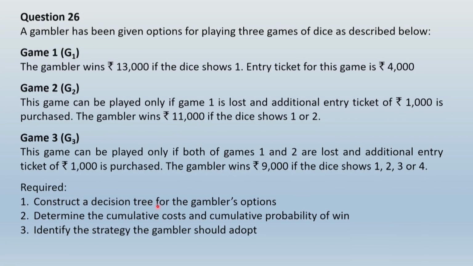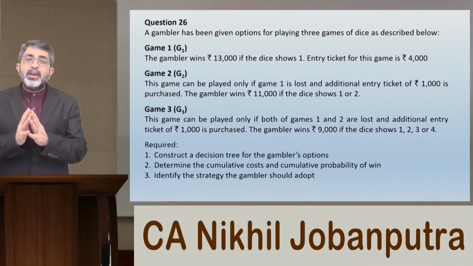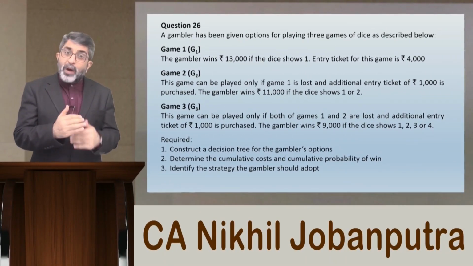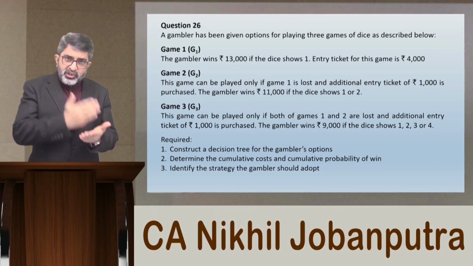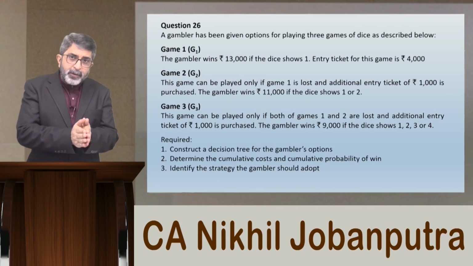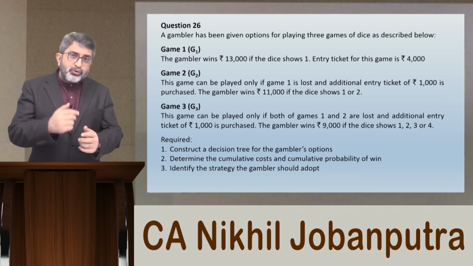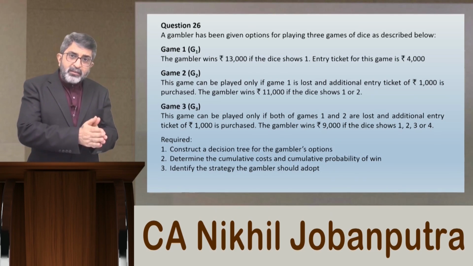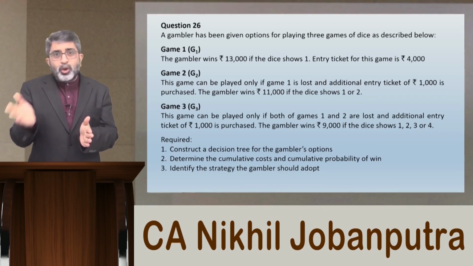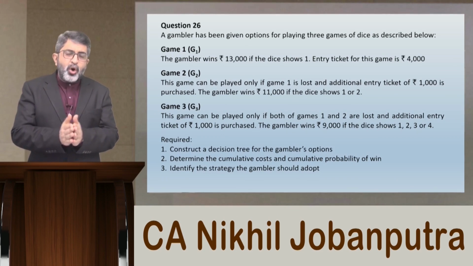Required. Construct a decision tree for the gambler's option. Determine the cumulative cost and cumulative probability of win. Identify the strategy the gambler should adopt. So first of all, you have learned how to present the tree of outcome. Here we will typically call it as a decision tree itself. Why? Because at each point G1, G2, G3, the gambler will have to decide whether she wants to play or she does not want to play. So if the gambler chooses to play, then she can either win or lose. If she chooses not to play, it will be end of the outcome or end of the journey.